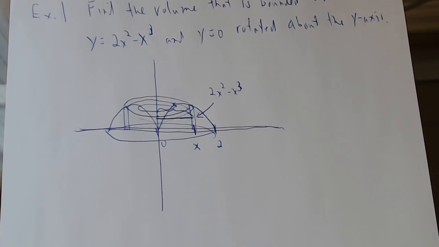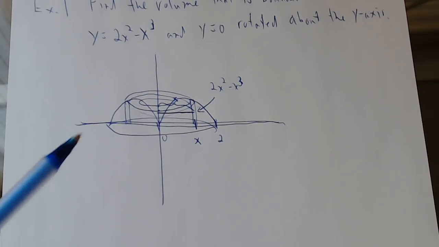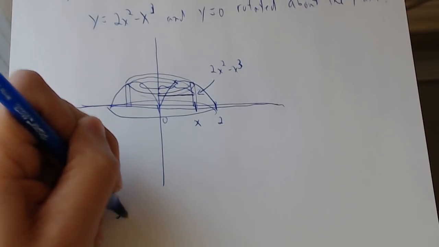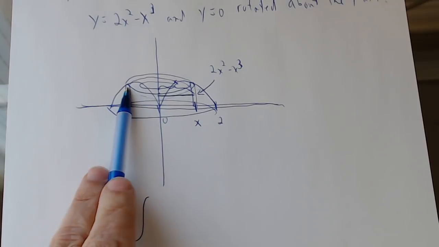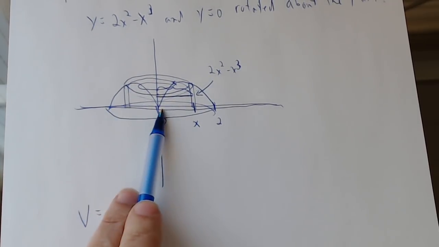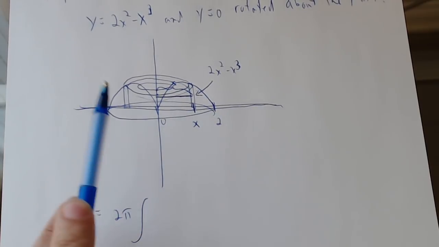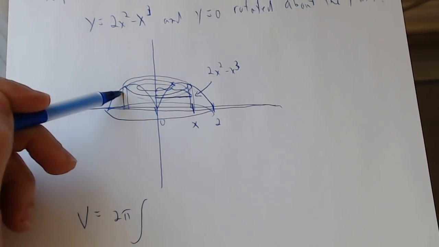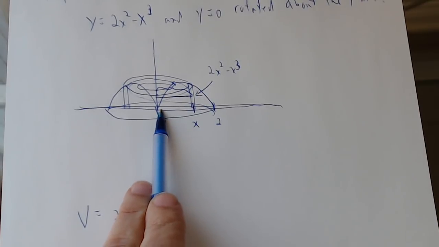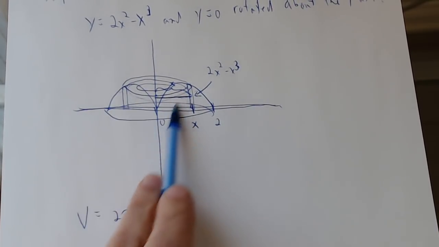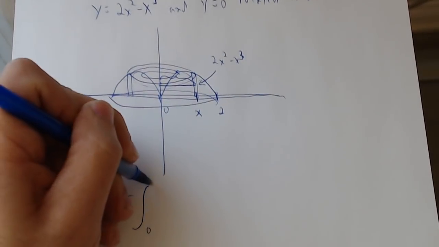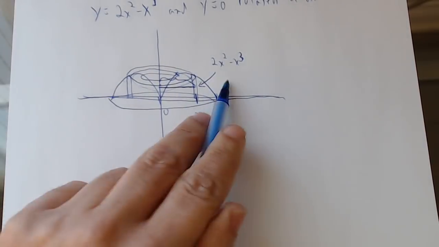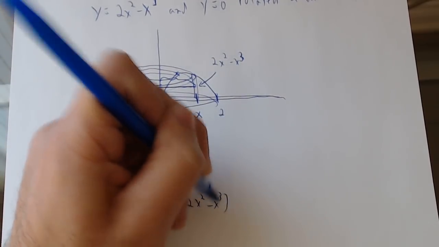And notice how easy the shell method is. We couldn't solve this using the washer method, but the shell method works so nice and easy, because the volume will be 2 pi, the integral. Now remember, don't worry about this half, because when the shell is rotated, it takes care of this half. So where do my shells start? My shells start from 0 to 2. Don't say that your shells start from negative 2 to 2, because whatever this half of the shell is, once it wraps around, it takes care of that side for me. So I really care about the shells that start from 0 and go to 2, and then the other half is automatically taken care of. So it'll be from 0 to 2, and the radius, which is x, times the height, which is 2x squared minus x cubed dx.